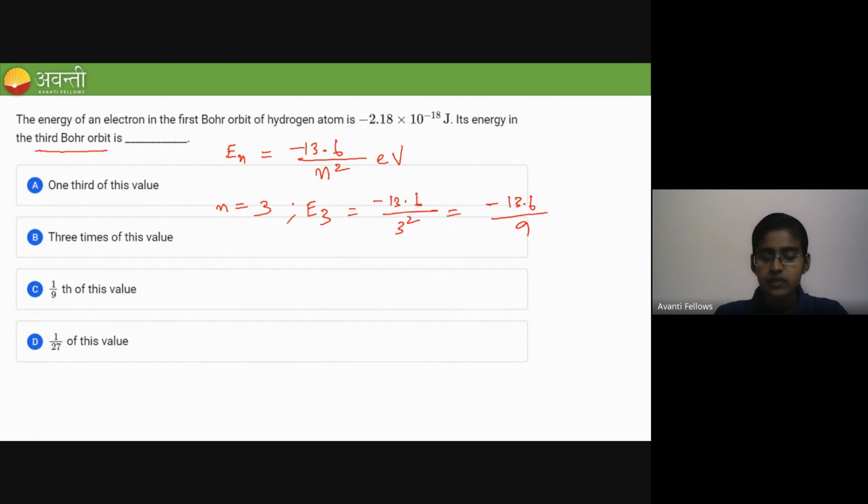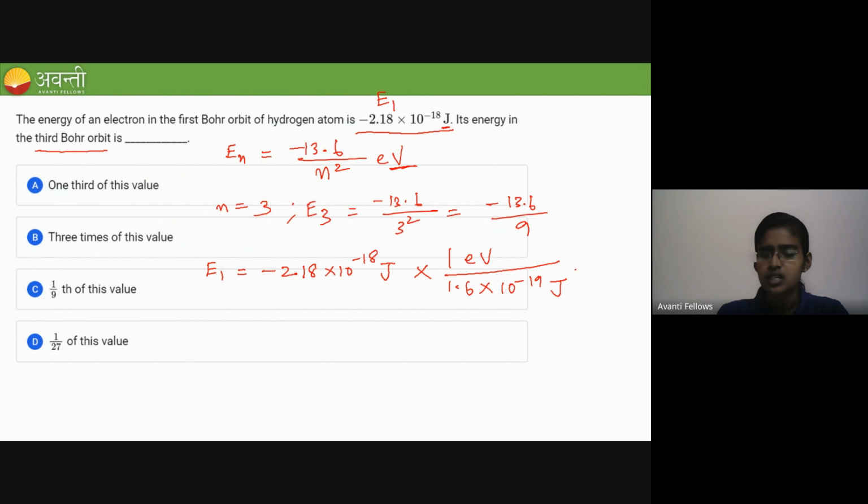Now in the question it is given that E1 is equal to this value, but it is given in terms of joule. We have to convert this into electron volt. To convert the E1 value into electron volt, it is in joule, so we divide by the charge of an electron, that is 1 electron volt equals 1.6 into 10 power minus 19 joule. And it is approximately equal to minus 13.6 electron volt. So this is the E1 value and this is the E3 value.